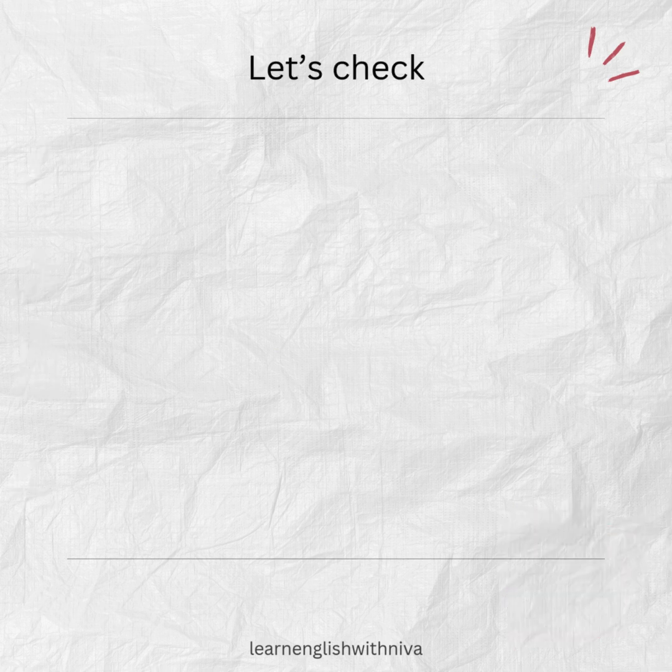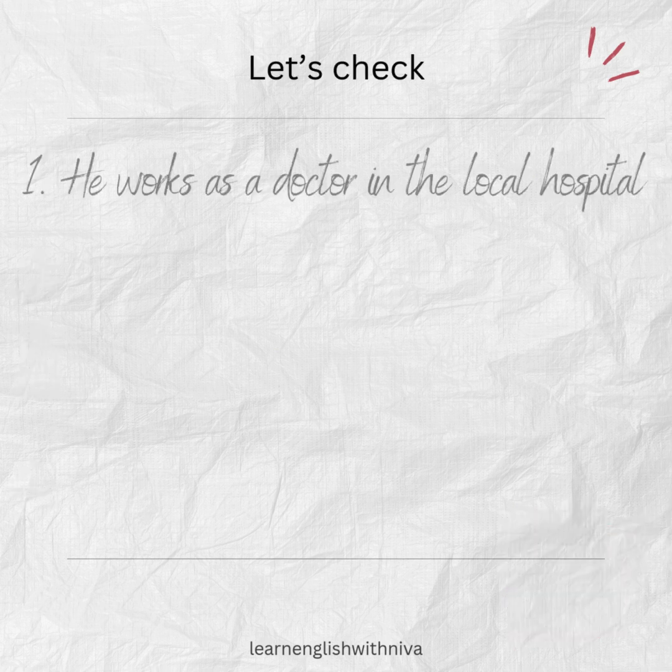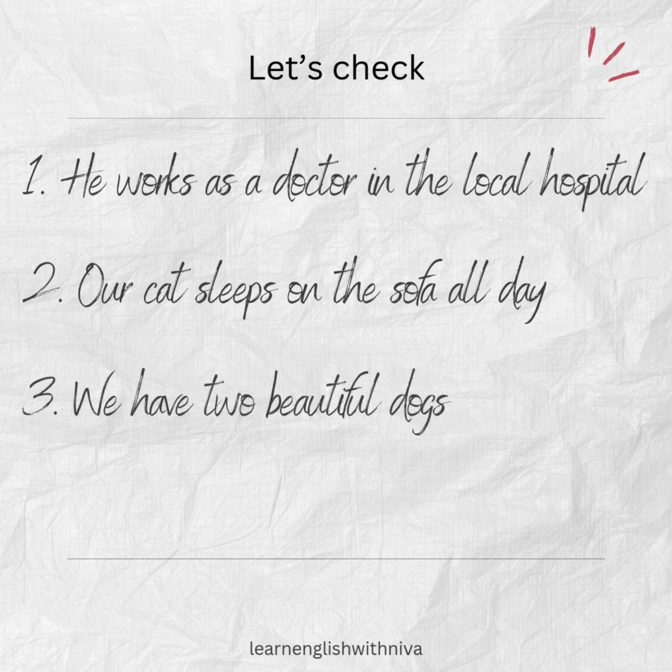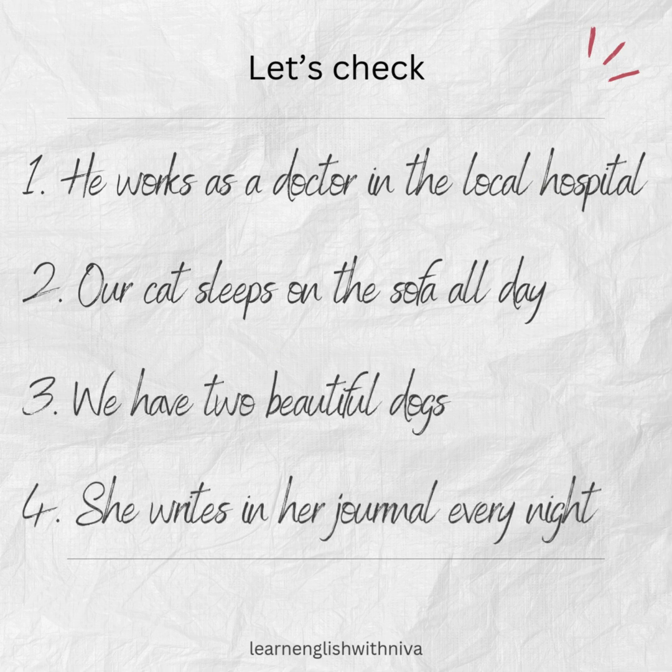Let's check. Did you get the sentences correct? Number 1. He works as a doctor in the local hospital. Number 2. Our cat sleeps on the sofa all day. Number 3. We have 2 beautiful dogs. And number 4. She writes in her journal every night.